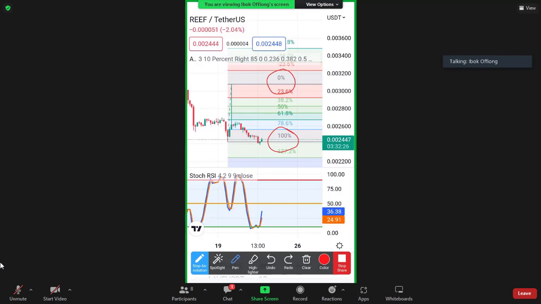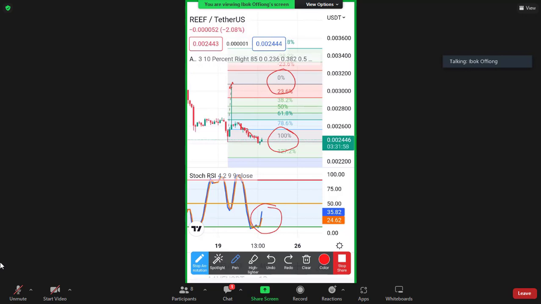The second thing is that the stochastic is pointing up. Then the third, where is the area and where is the candle? The candle touched this 61.8% area. Look at it. The candle touched this area. What happened next? The next candle started forming below the 61.8. Nice trade. Condition met.